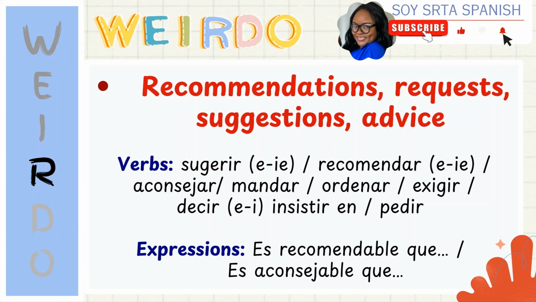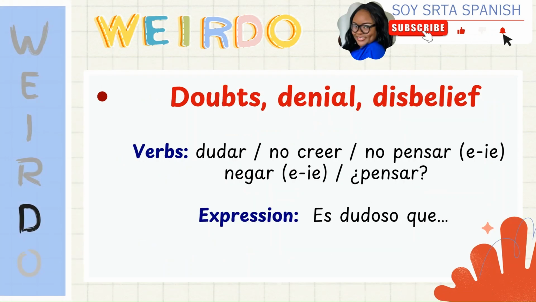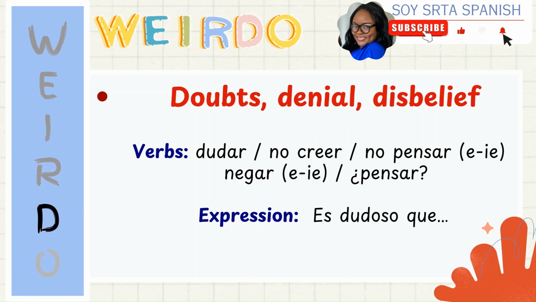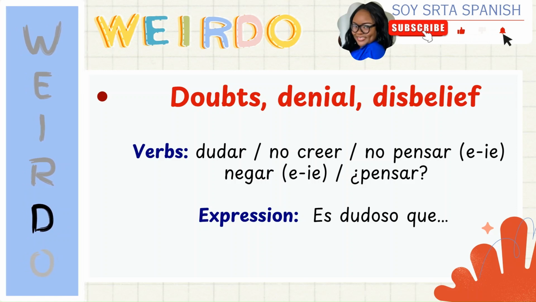The D in weirdo stands for doubts, denial, and disbelief. I doubt that the teacher will come to class. I deny that the card isn't working. And I don't believe that this is happening right now. Those are all subjunctive sentences, in English, of course. And they would be the same in Spanish.